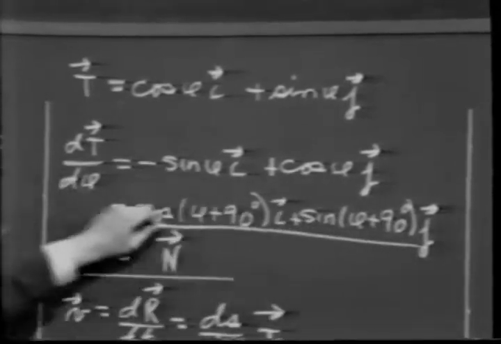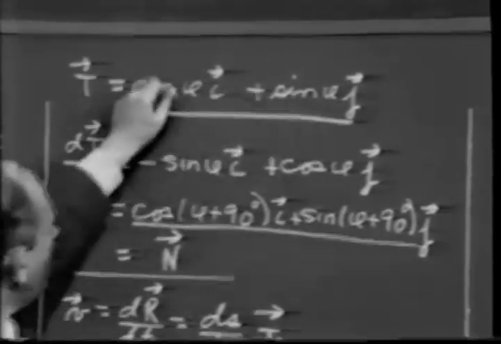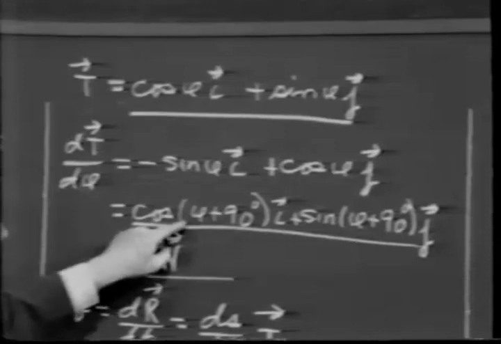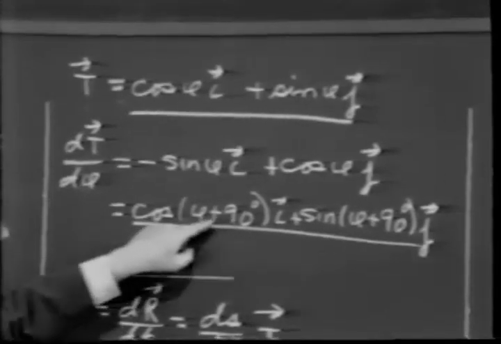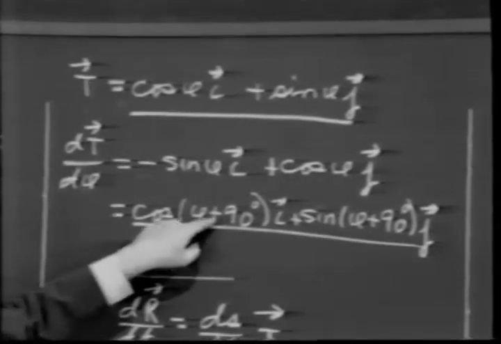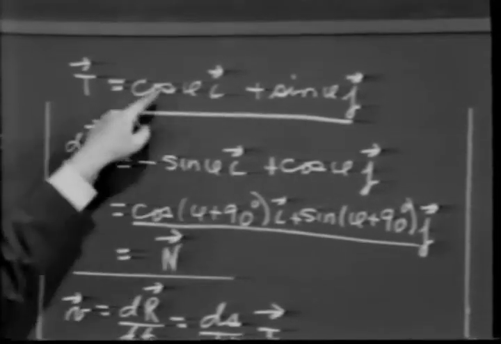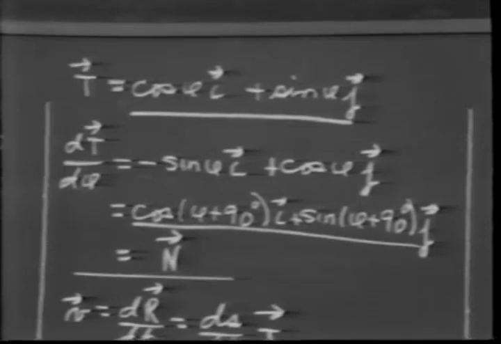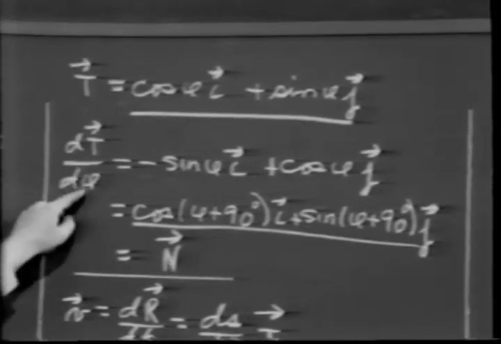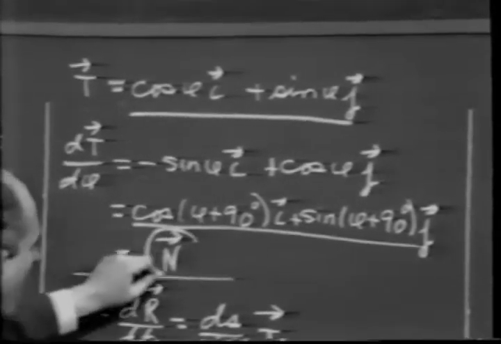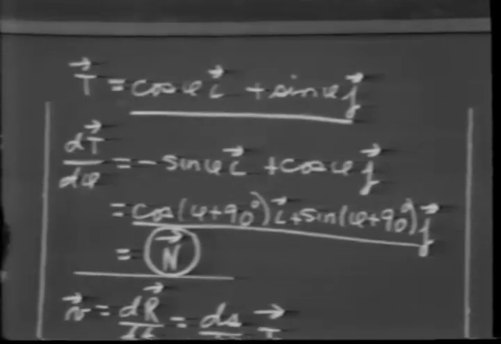It's cosine of (phi plus 90 degrees) i plus sine of (phi plus 90 degrees) j. And if we now compare this with this, we notice that we have exactly the same expression, except that the angle has been increased by a positive 90 degrees. In other words, dT/dphi is a positive 90-degree rotation of T. Consequently, dT/dphi is the vector that we've called N. Okay? That's dT/dphi.